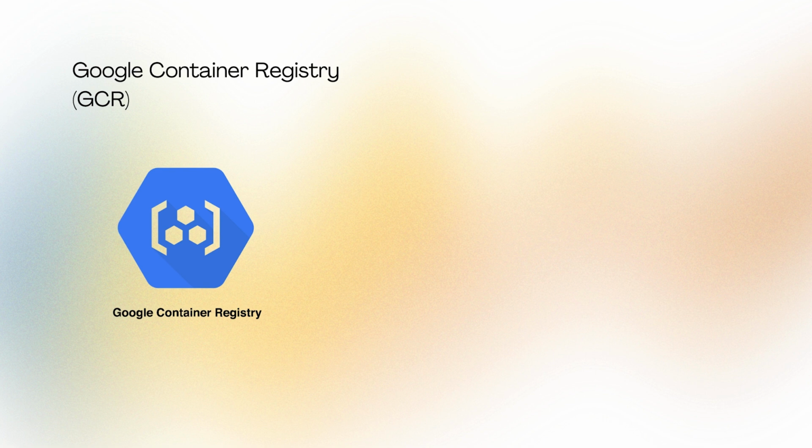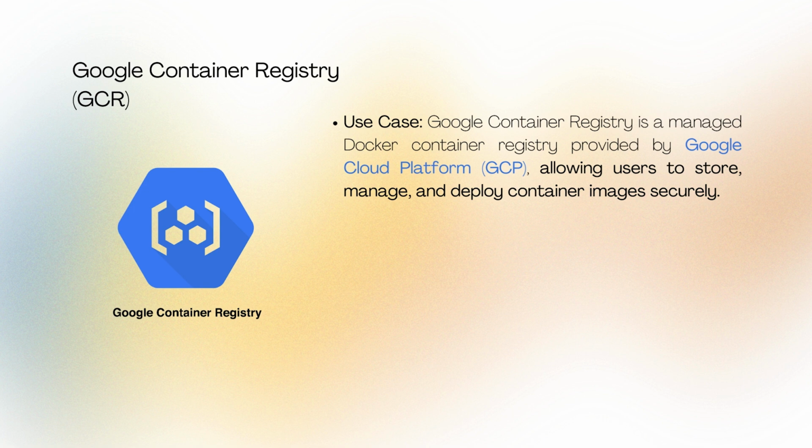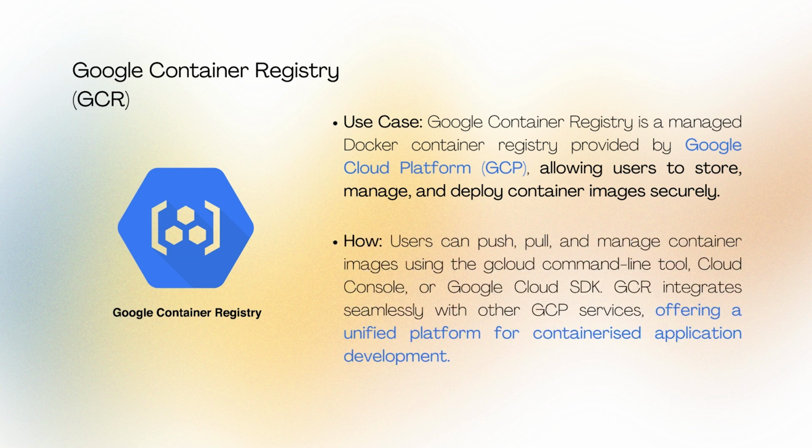Google Container Registry, also known as GCR. Google Container Registry is a managed Docker container registry provided by Google Cloud Platform, or GCP, allowing users to store, manage, and deploy container images securely. Users can also push, pull, and manage container images using the gcloud command line tool, Cloud Console, or Google Cloud SDK.